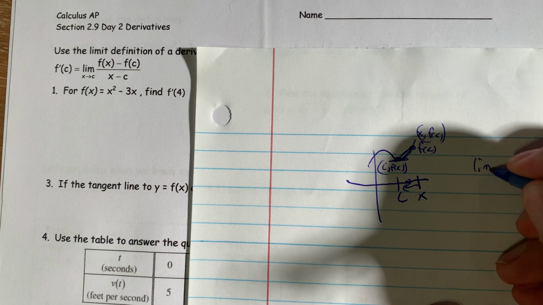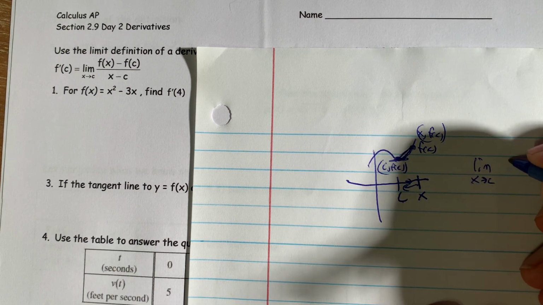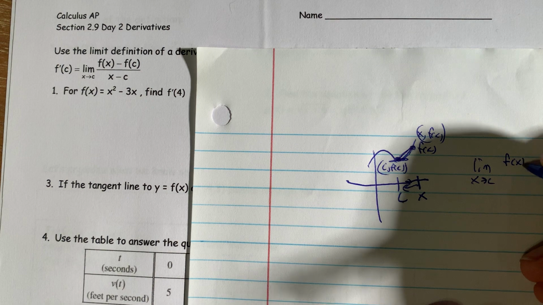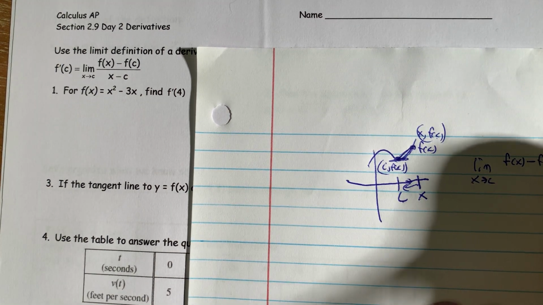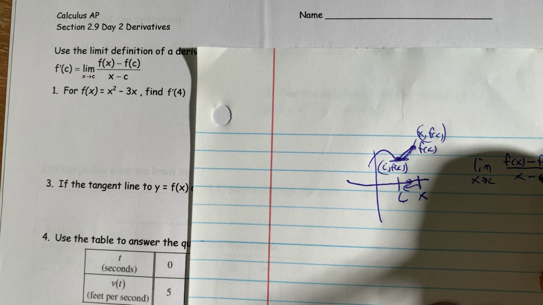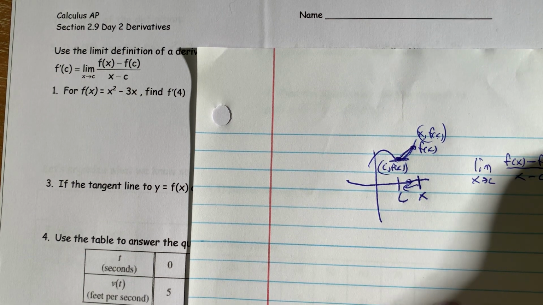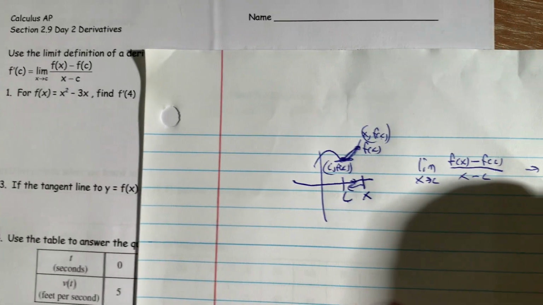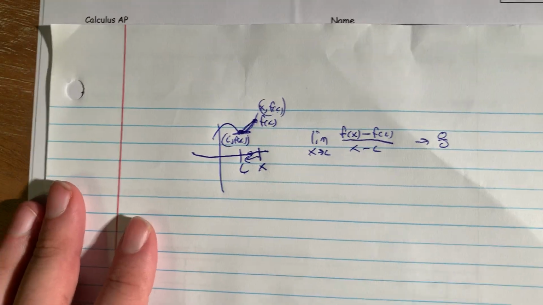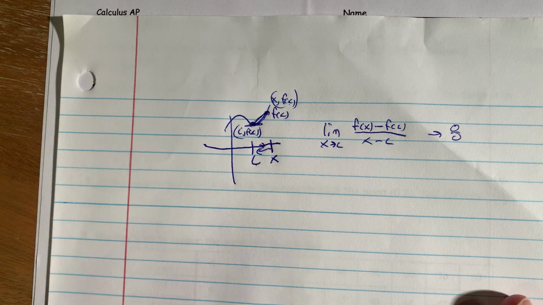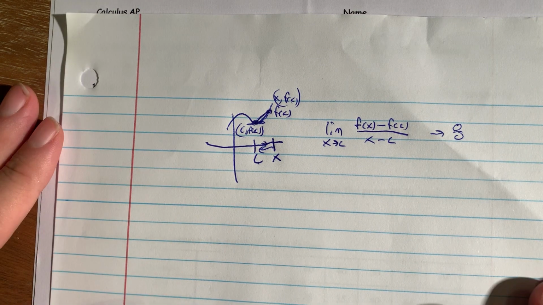So we take the limit as x goes to c of the general y value minus our specific y value over x minus c. And this, of course, goes to 0 over 0, which is an indeterminate form, but we can use our properties of limits to evaluate it. So that's what we did last class, and we're going to practice that in just a second.